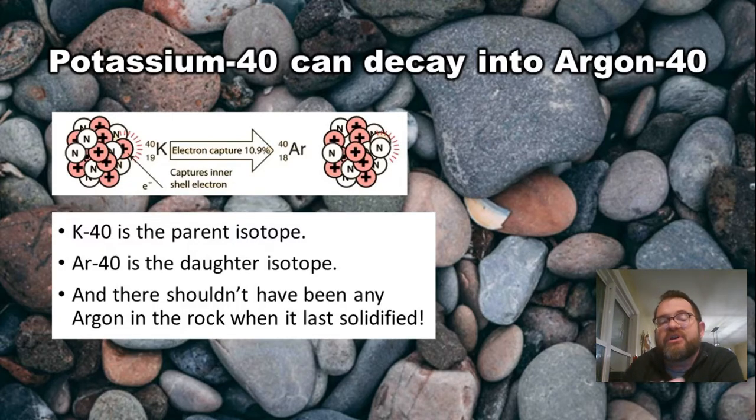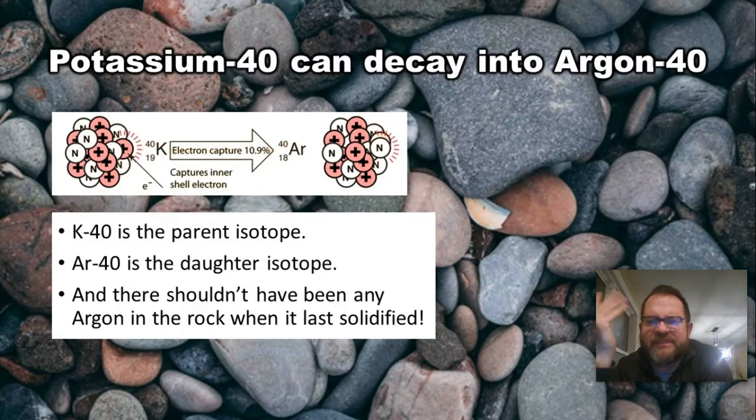So in this case, potassium 40, K40, is the parent isotope. It's what's decaying into, in this case, argon 40, which is the daughter isotope. Now, in fact, some atoms don't decay at all, or certainly not at rates that we can even measure. Some decay very fast.